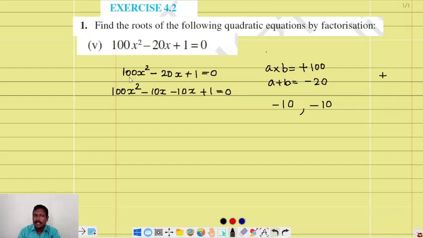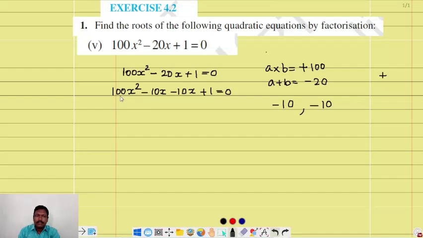instead of 20x, you can write as 10x minus 10x plus 1 is equal to 0, or using the identity, from here you will get a square. This is a square, this is minus 2ab, this is plus b square. So b is 1, a is 10x, then a minus b the whole square, that is 10x minus 1 the whole square. So 10x minus 1 will be the answer. From that you will get 1 by 10 as the answer.